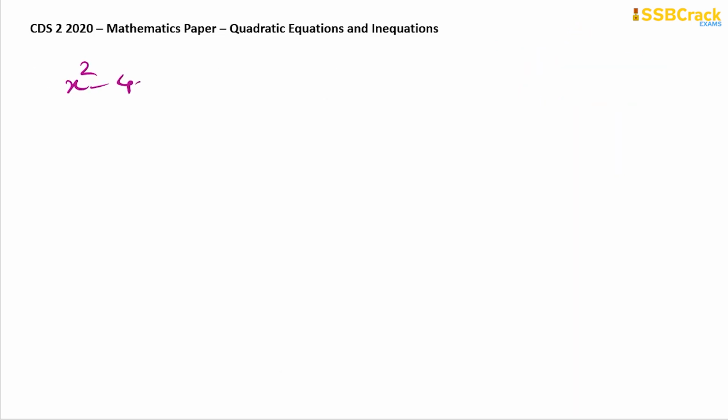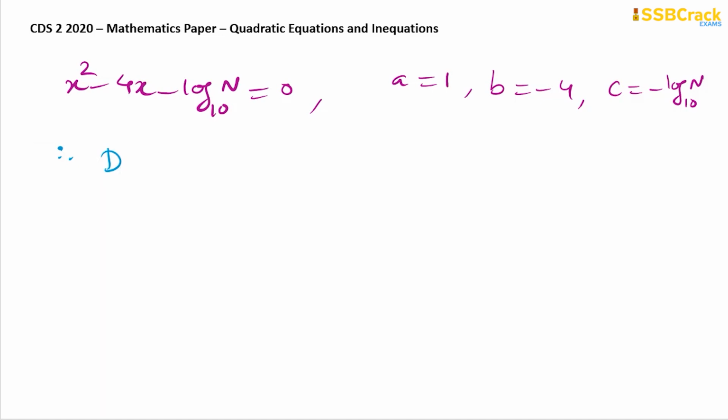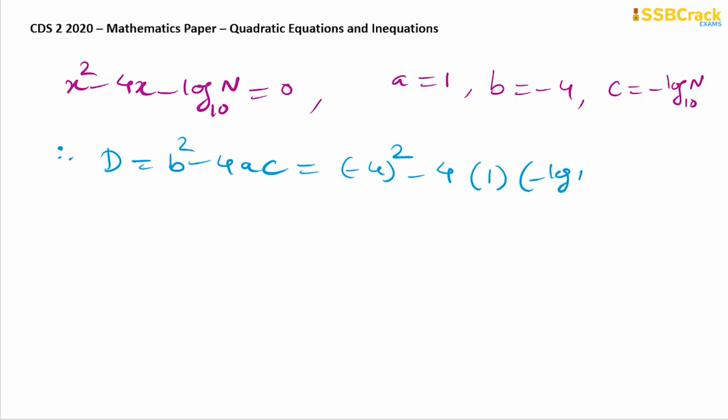Let's now move on and rewrite the given quadratic equation: x square minus 4x minus log of n to the base 10 equals 0. Note the coefficients here. Small a is 1, small b is minus 4, and c is minus log of n to the base 10. Of course, we are using the discriminant formula. So D equals b square minus 4ac, which is minus 4 square minus 4 into 1 into minus log of n to the base 10.